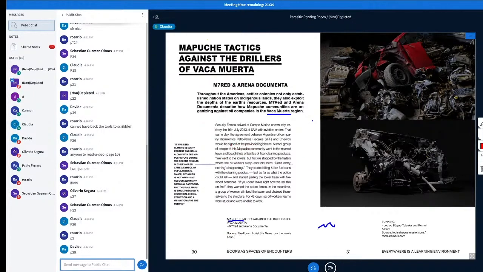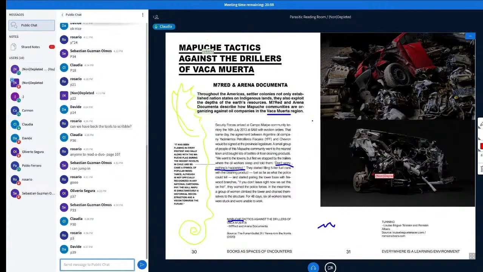A small group of people of this Mapuche community went to the nearest town and bought lots of bottles of floor cleaning products. We went to the towers, but first we stopped by the trailers where the oil workers sleep and told them, "Don't worry, nothing's happening." They started filling 5-liter fuel cans with the cleaning product, which, as far as the police could tell, was fuel, and started piling the tower base with firewood and branches.